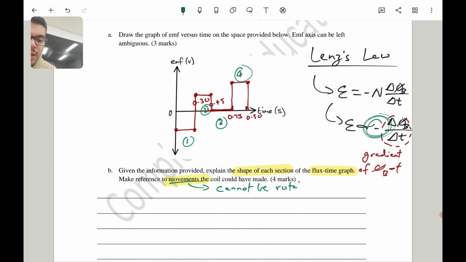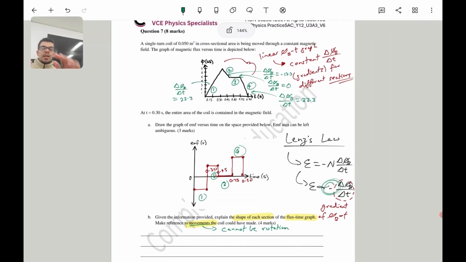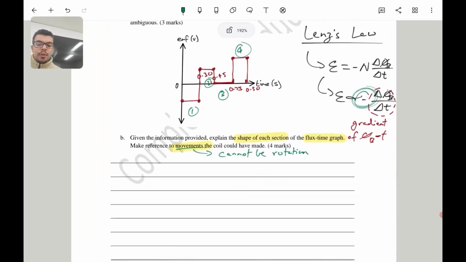If your coil rotates, then that means the flux is changing in a circular function manner, in a sinusoidal manner. You'll get a circular function graph if your coil was spinning around. In this case, the coil cannot be spinning around. It must have just been moving in a straight line. Okay, so let's go through this, part B.